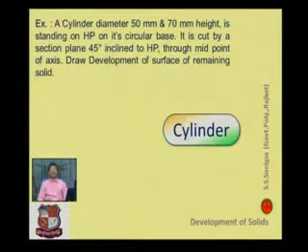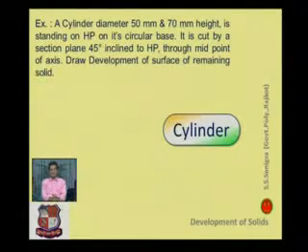Now another problem, of a cylinder. Think about the given data. Here data is given that a cylinder of diameter 50 mm and height 70 mm is standing on HP on its circular base, and it is cut by a cutting plane which makes an angle of 45 degrees with the horizontal plane, and it passes through the midpoint of the axis. Draw the development of the surface of the remaining solid.